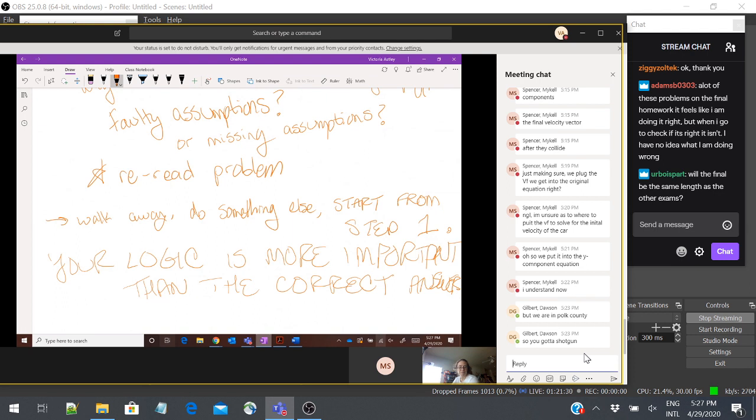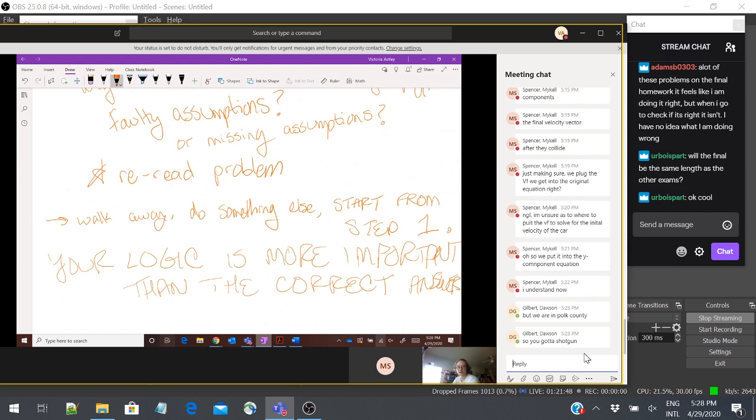Okay, will the final be the same length as the other exams? Yes. It's actually, I think, about the same length. We cut quite a bit because we really don't want time to be an issue for this. So I think it's shorter than the midterm, although I'd have to check.